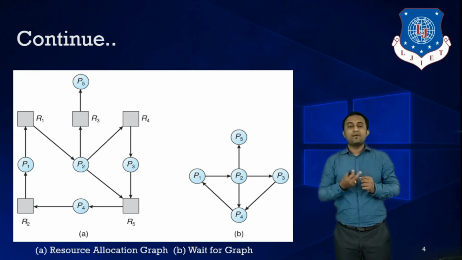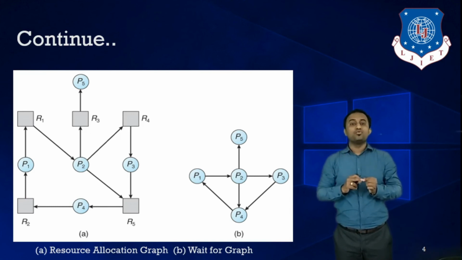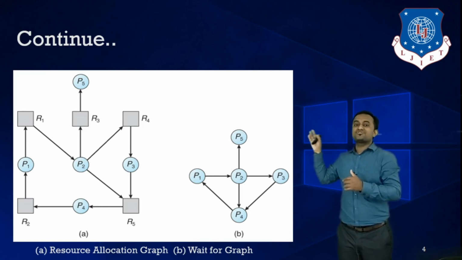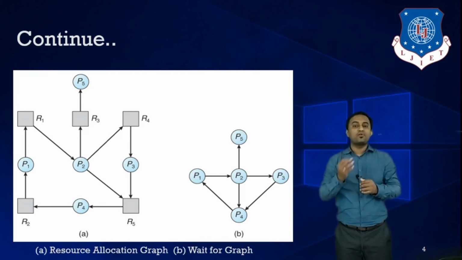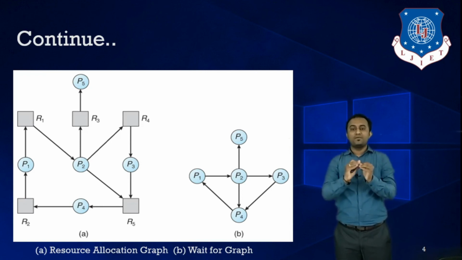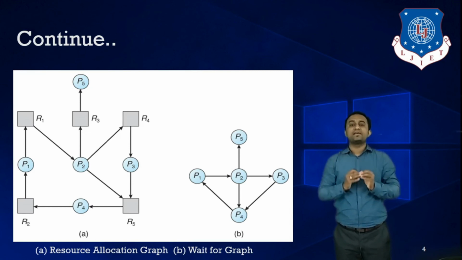In the resource allocation graph, P1 is requesting R1, but R1 is already acquired by process P2. What will happen in this case? Ultimately, P1 is waiting for P2. If you ignore the resource which is held by P2 and concentrate only on processes, we can say that P1 is waiting for P2. So in the wait for graph, we construct an edge where P1 is requesting P2. It means P1 is waiting for P2 for its execution.